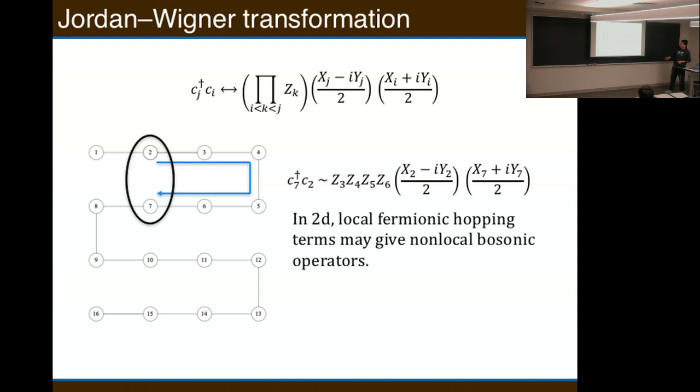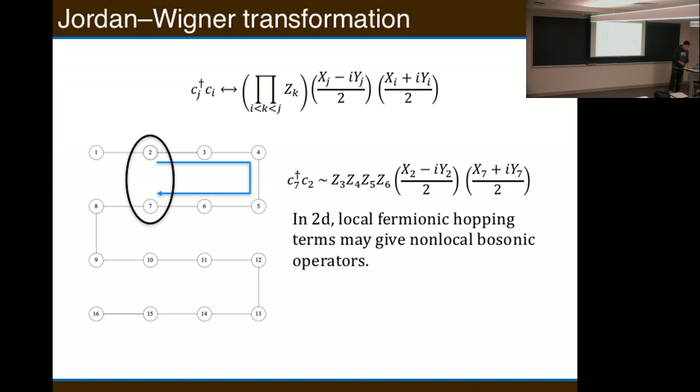So originally it's a local Hamiltonian, and then it will map to some non-local term, which is proportional to the length of the system. This will increase the cost in the quantum simulation, so we want to avoid this non-locality. We want to preserve locality.